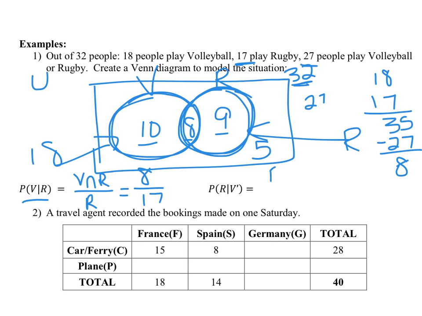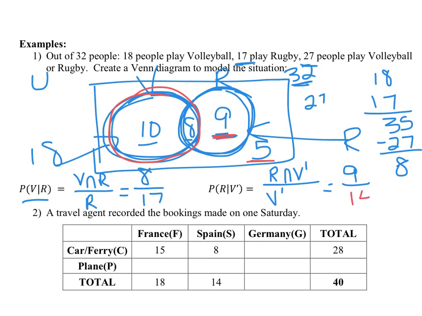Then here I want rugby and not volleyball over not volleyball. So you have to figure out how many people play rugby and don't play volleyball. Well, that would be just the 9. That would be the top number. And the bottom number is everything that's not in V. So let's change color here, so this is V here. Anything that isn't V, so here and here, that's 14.